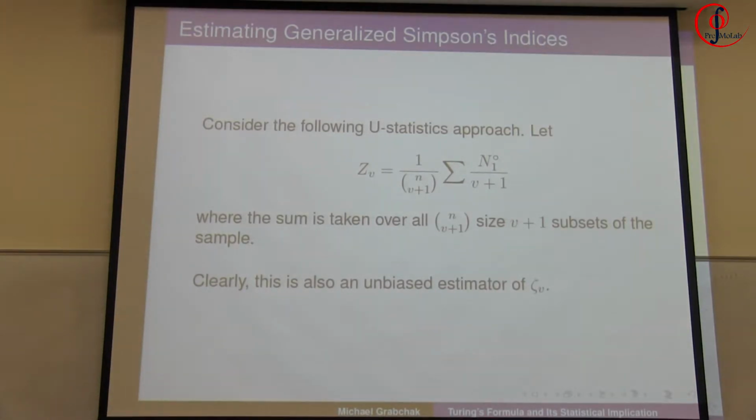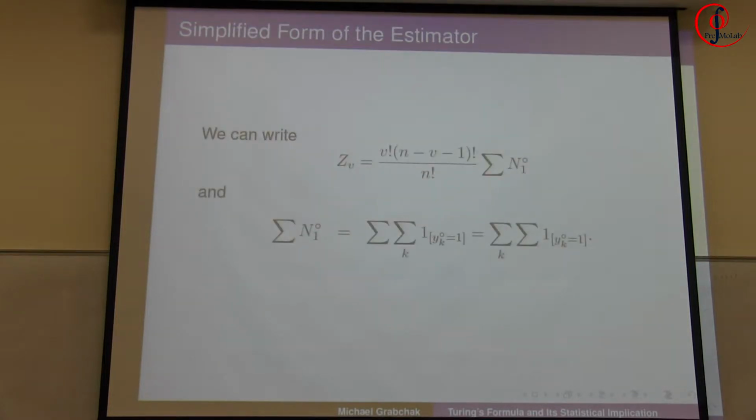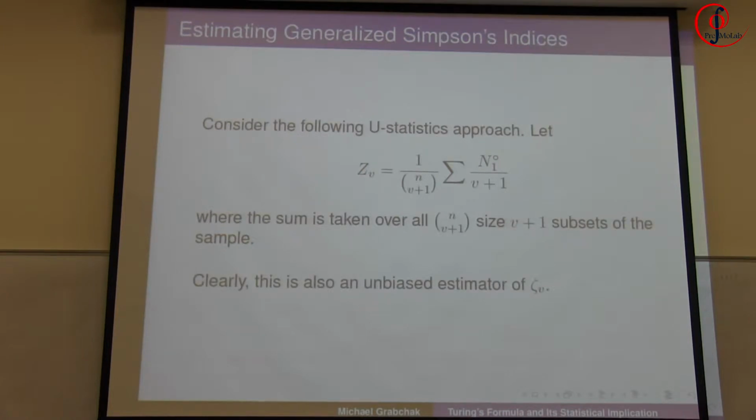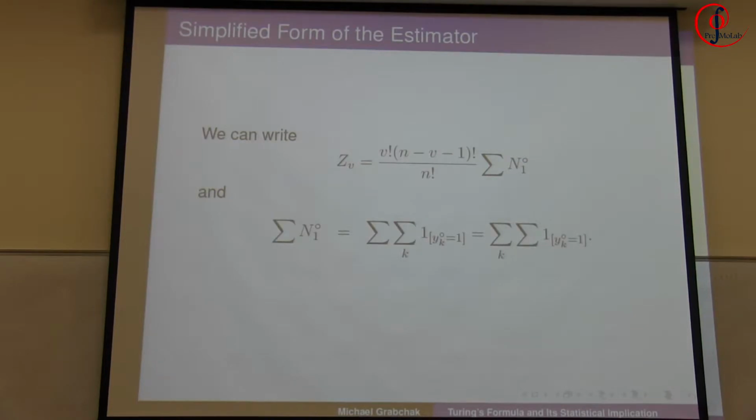And this is our estimator, which we call Zv. Now, clearly, this is also an unbiased estimator of zeta v. And we can simplify it a little bit, right? Write out the combinatorial term, take out the v plus 1, and we can write it this way, where the sum is still taken over all of the subsamples of size v plus 1.